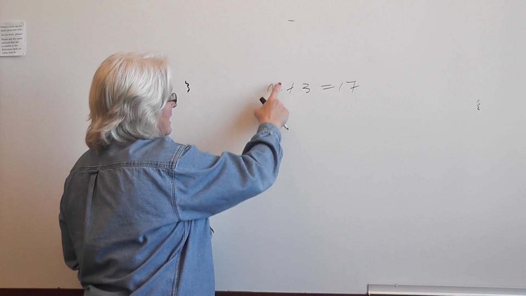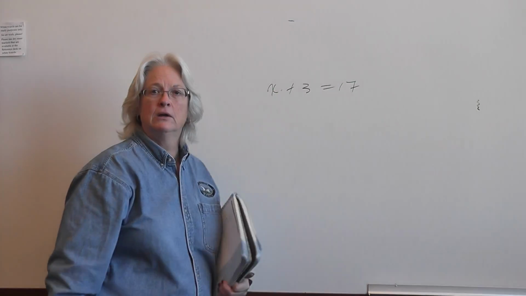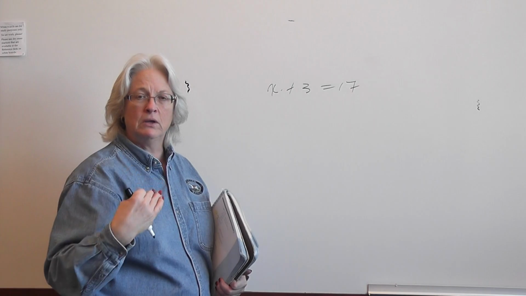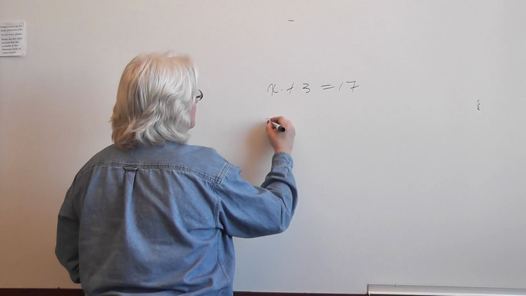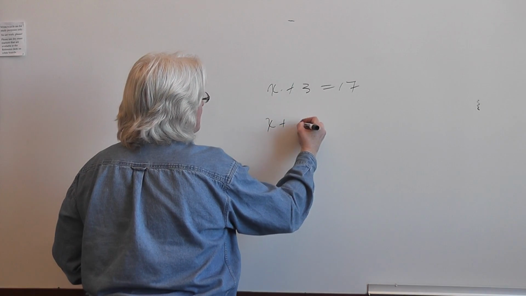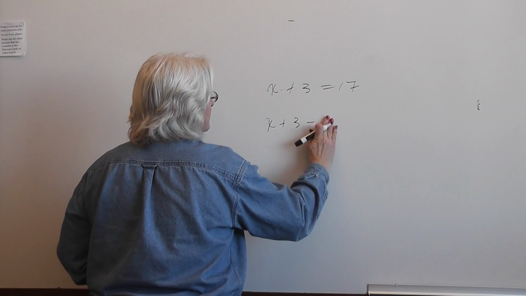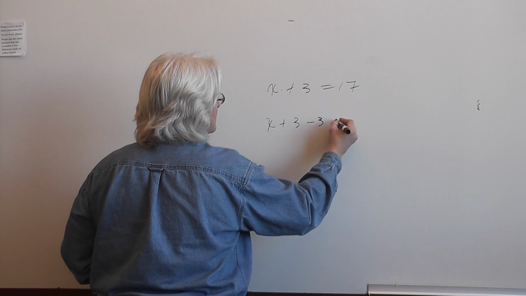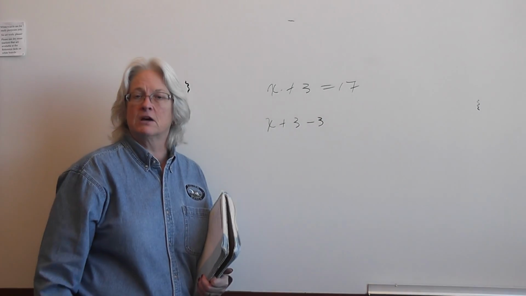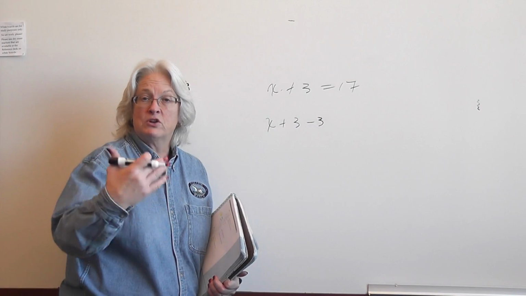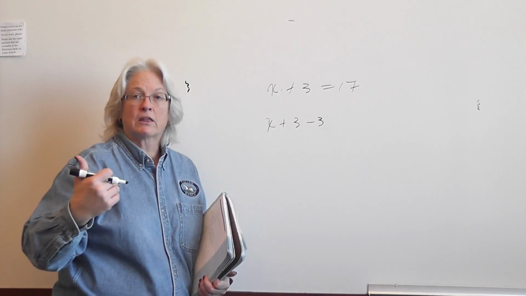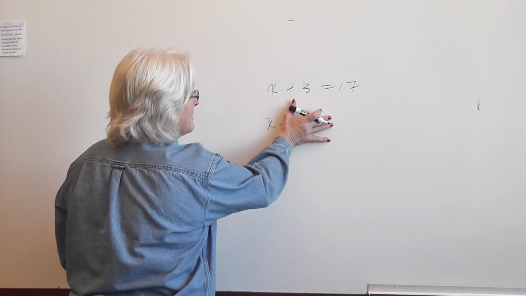We began with an x. We added 3 to it. Now if we undo it, we use our inverse operation, and we're going to subtract a 3. And we're going to be right back where we started. On this left-hand side of the equation, we just have an x. First you add 3, then you subtract 3, and we're right back where we began.